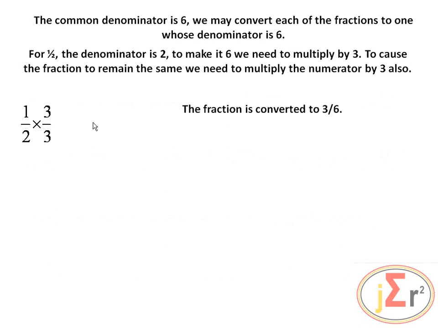The fraction is converted to 3/6. So we have 1 multiplied by 3 is 3, and 2 times 3 is 6. As we have in this statement here, for a half, the denominator is 2. To make it 6, we need to multiply by 3. To cause the fraction to remain the same, we need to multiply the numerator by 3 also. So the fraction is converted to 3/6.